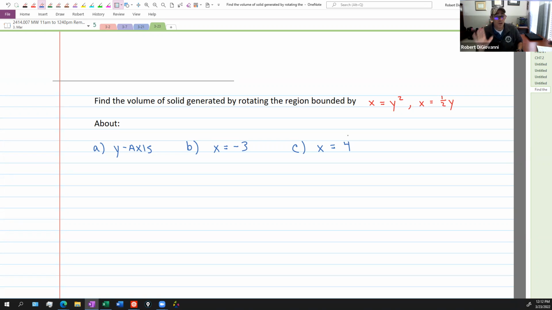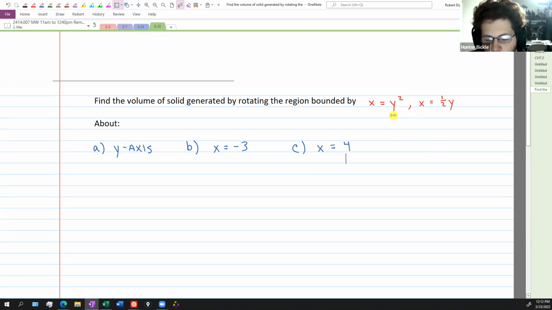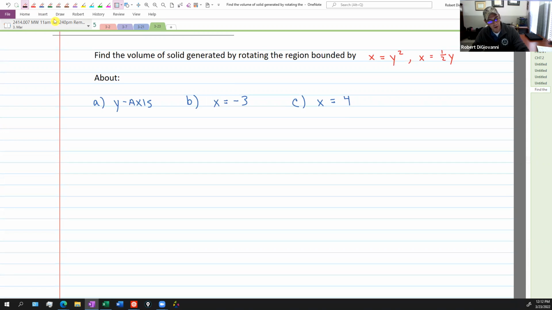You've got to have a good picture in order for this to go anywhere, right? If your picture's wrong, it's going to be over. So x equals y squared. Everyone should know that that looks like a parabola that opens sideways to the right. Right, so we've got something like this.